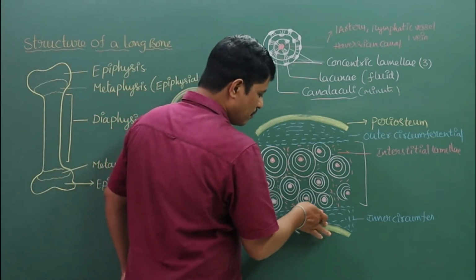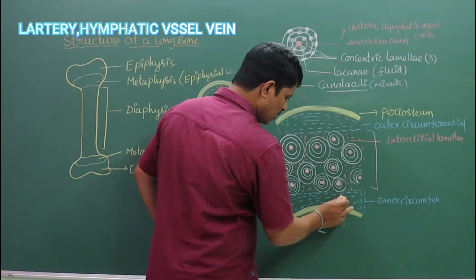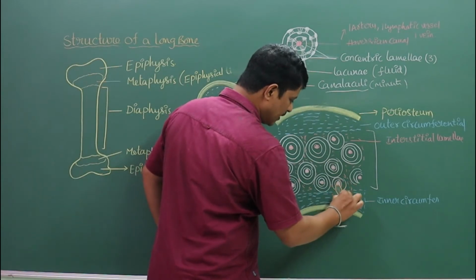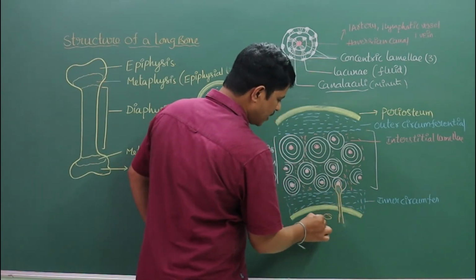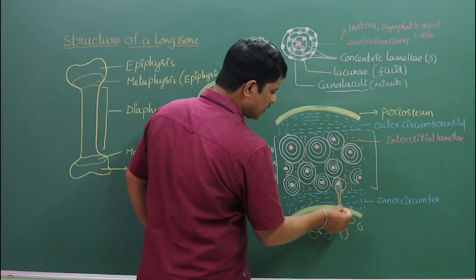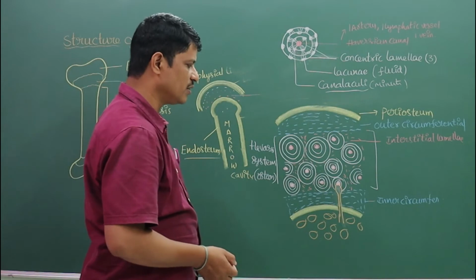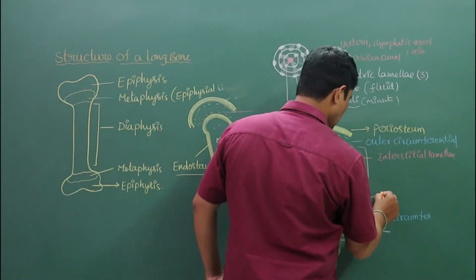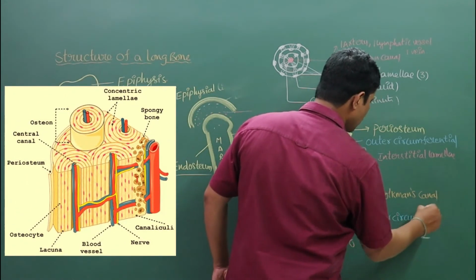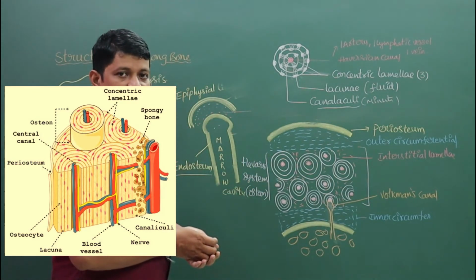Finally, some part of the Volkmann canals. These Volkmann canals also connect with the marrow cavity. This is the bone marrow cavity. The Volkmann's canal connects the marrow cavity with the Haversian system. So this is the structure of the Haversian system.